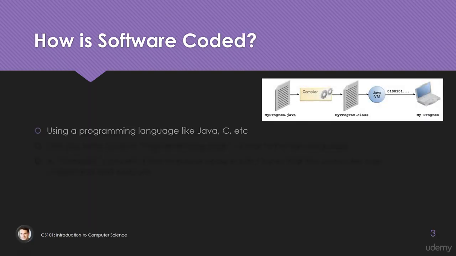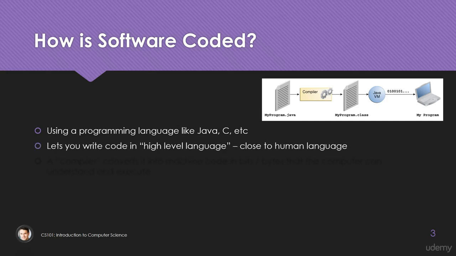So how is software coded? The idea is that you code software using a programming language like Java or C or a whole bunch of other language options these days. It's what is called a high-level language. It's close to human language, not exactly the same, but the logical constructs are similar to human language.